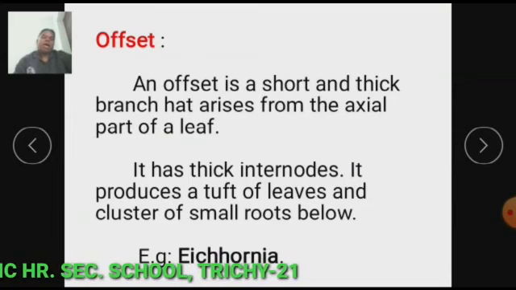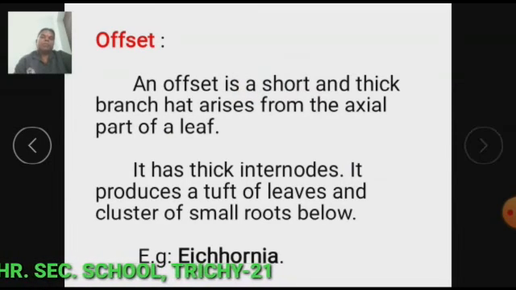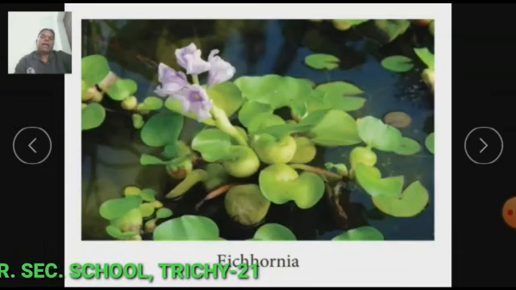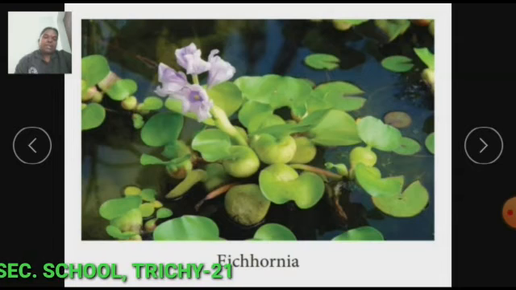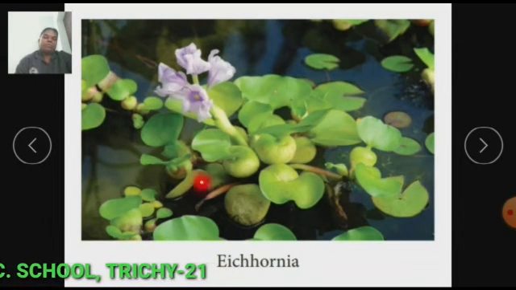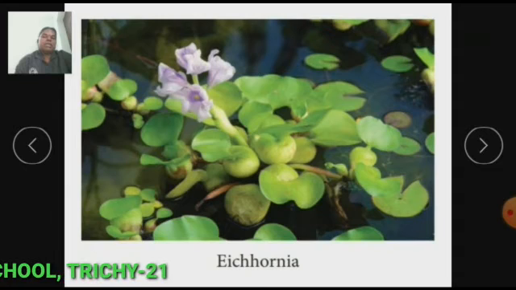Offset. An offset is a short and thick branch that rises from the axial part of leaf. It produces a tuft of leaves and cluster of small roots below the plant. Example of offset is acornia.